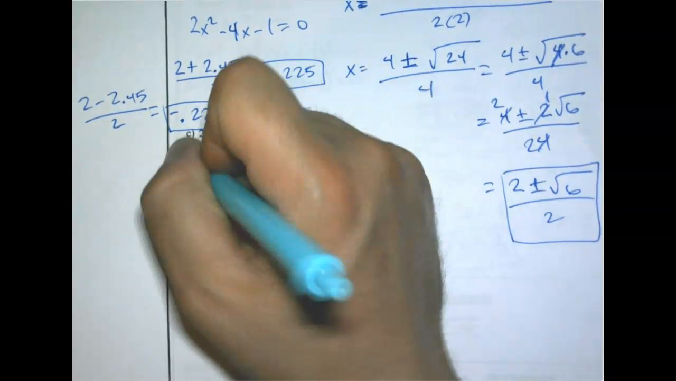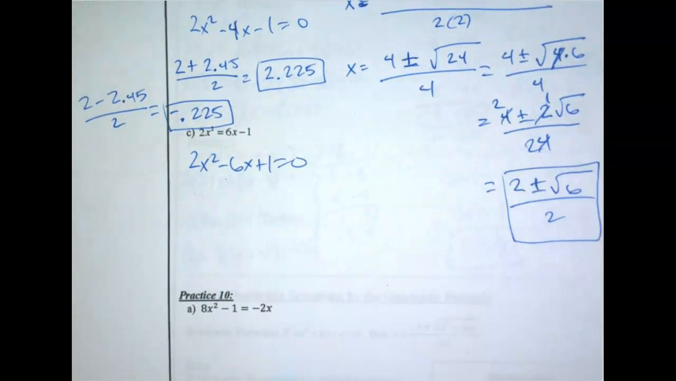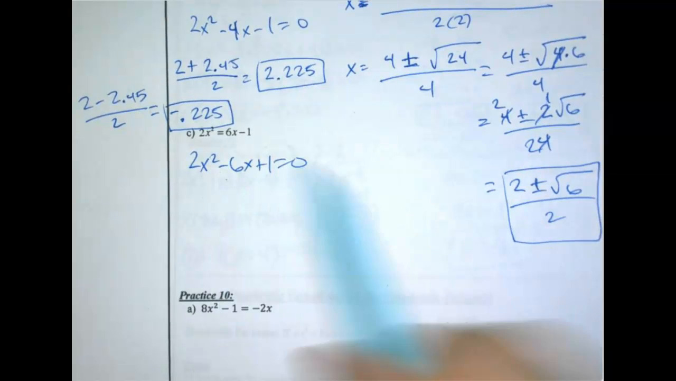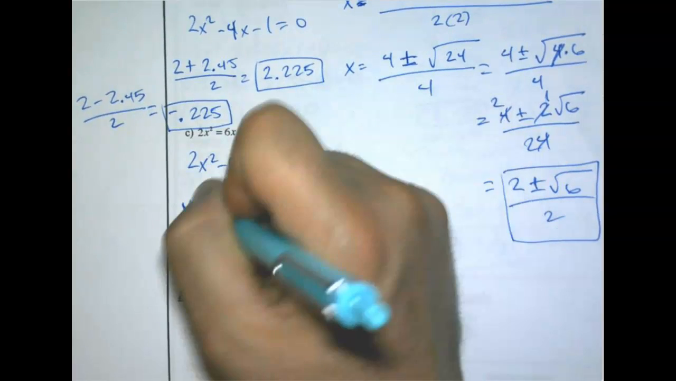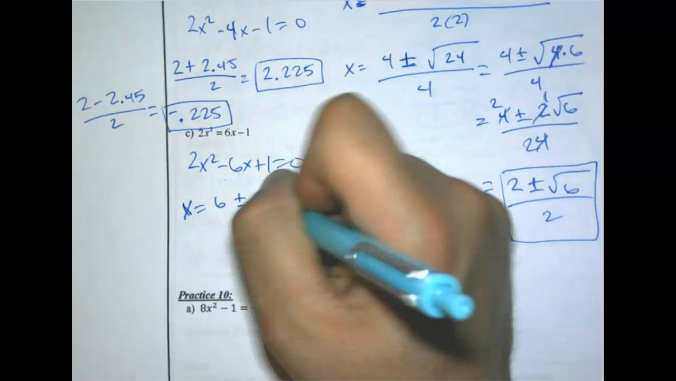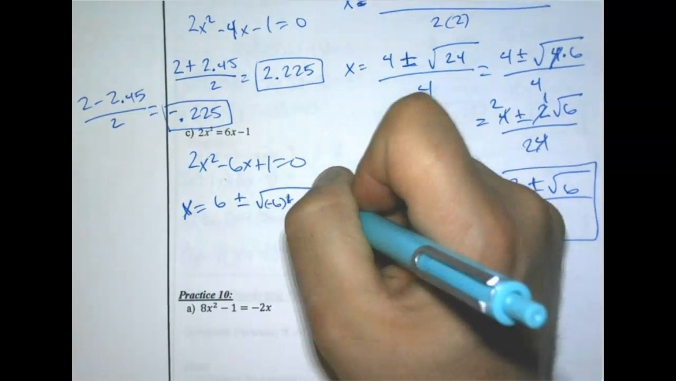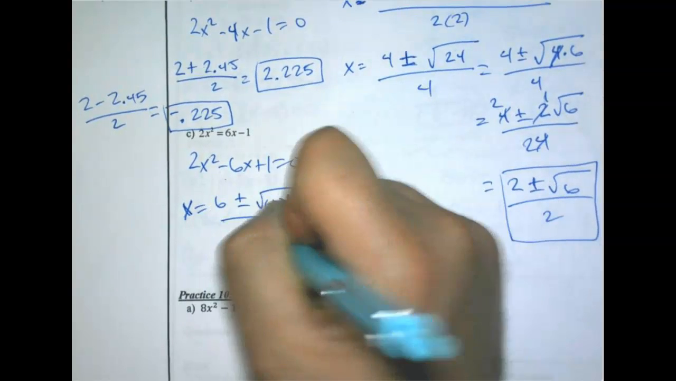Subtract 6x and add 1. So 2x squared minus 6x plus 1 equals 0. A, B, C, right? A is 2, B is negative 6, C is 1. And so x equals, right? X equals negative b. So 6 plus or minus square root b squared minus 4ac all over 2a. So all over 2 times 2.